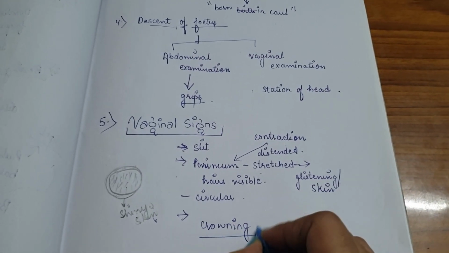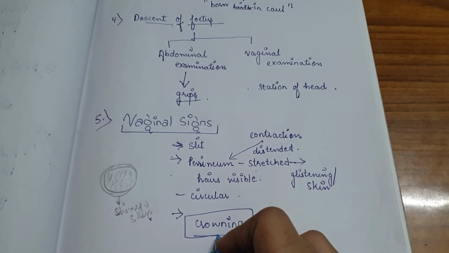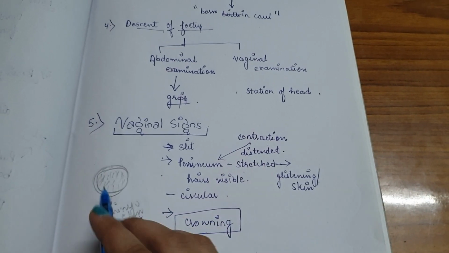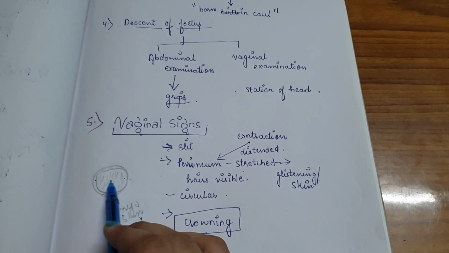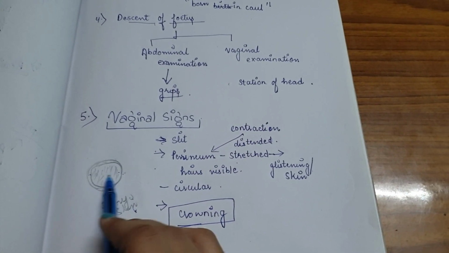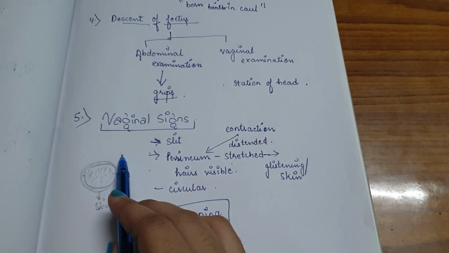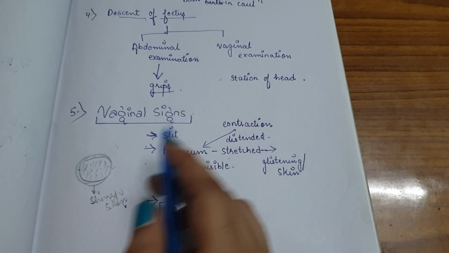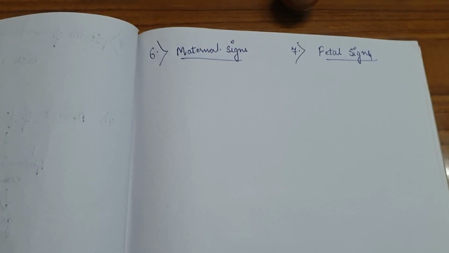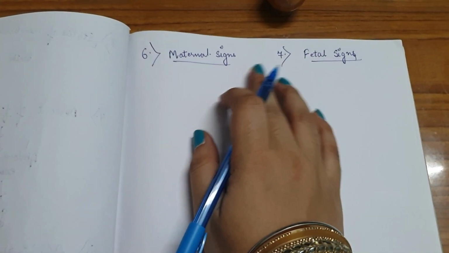When there is crowning, it means the biparietal diameter of the head stretches the vulval outlet, and there is no receding back of the fetal head even when the contraction passes off. That is known as crowning. So next are the maternal signs and the fetal signs.